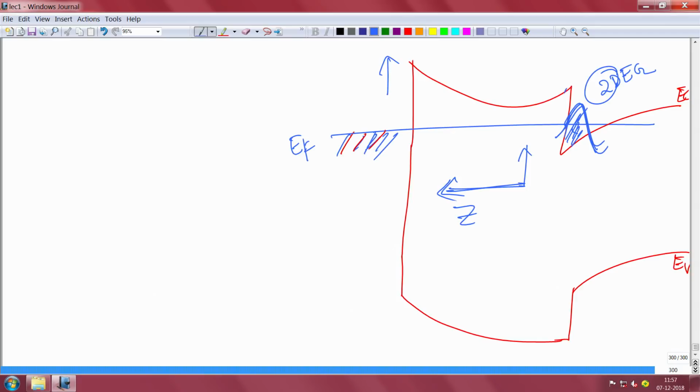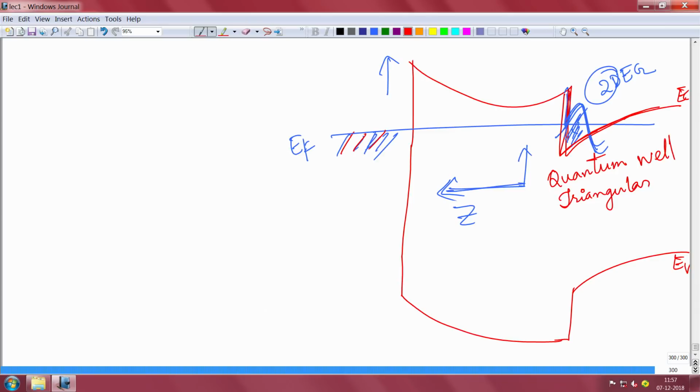This barrier will essentially prevent it, and there is a barrier here. This is a quantum well essentially. Quantum wells can be of different shapes and sizes. This is a quantum well formed at a heterostructure interface, and it is called a triangular quantum well because it is like a triangle.